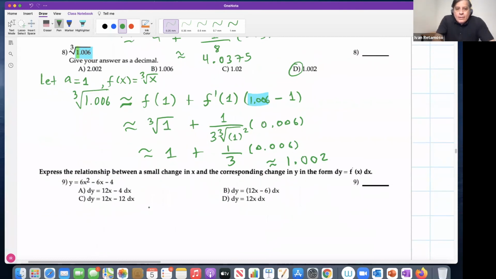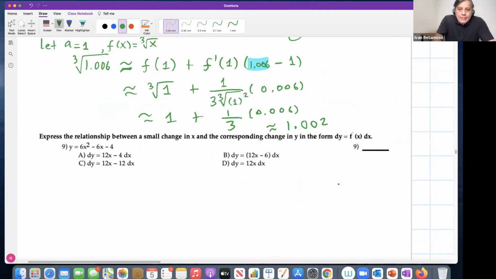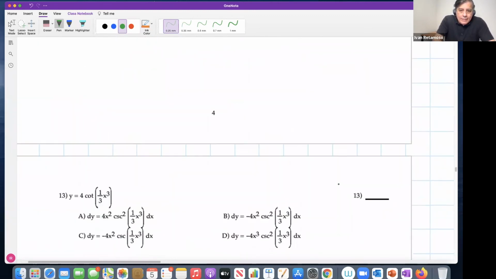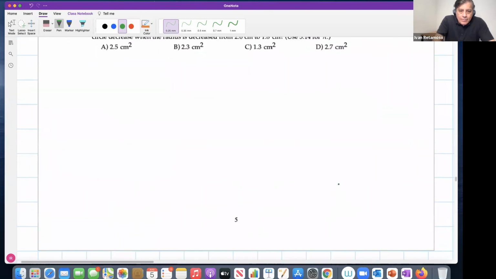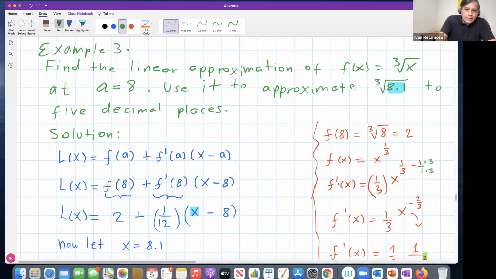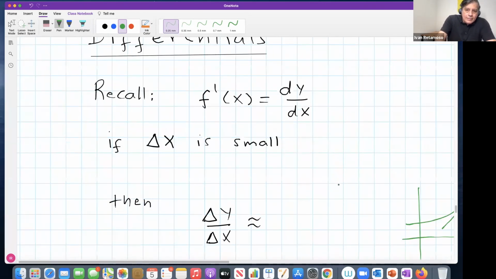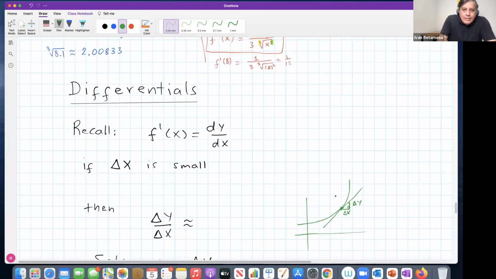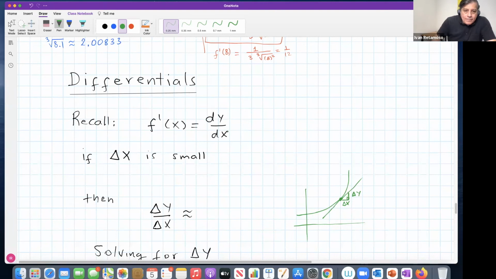Now, to finish, guys, let's talk about differentials, right? So go back to lecture and let me explain this topic called differentials. It's another tool that engineers use a lot, and it deals with approximations as well. Differentials. Recall, the derivative of a function of x is written or denoted as dy/dx, right? Where y is equal to f of x. dy/dx. This is using Leibniz notation, right?